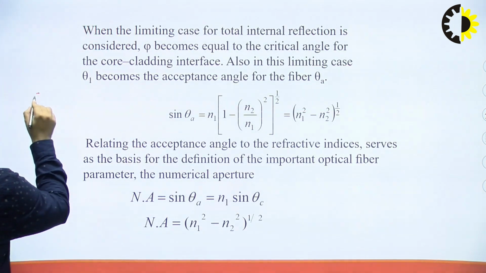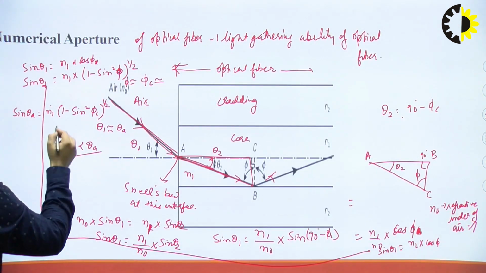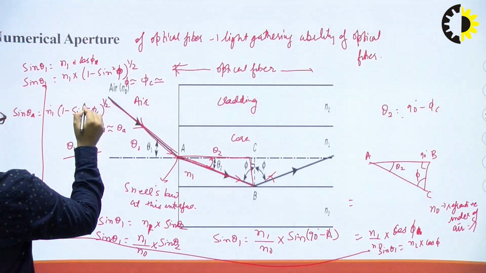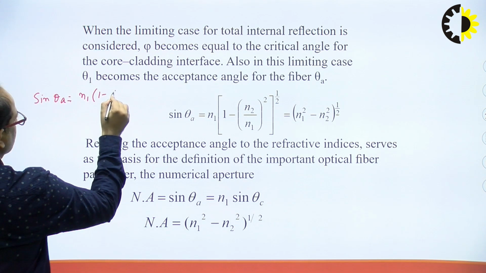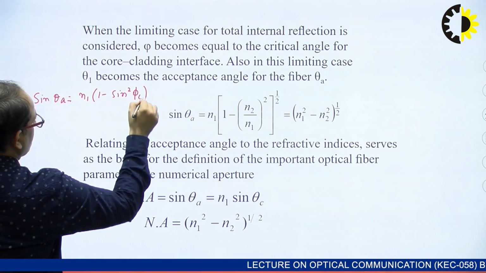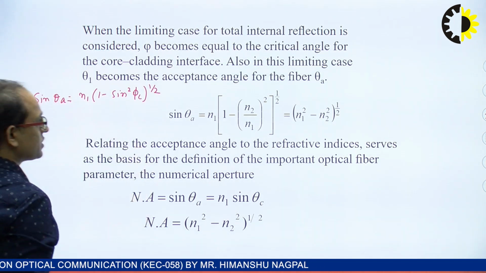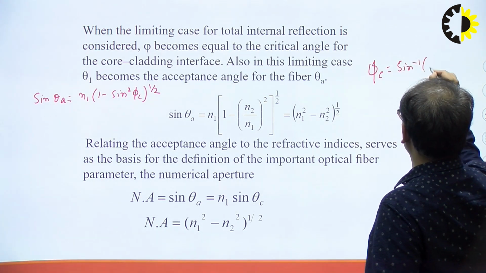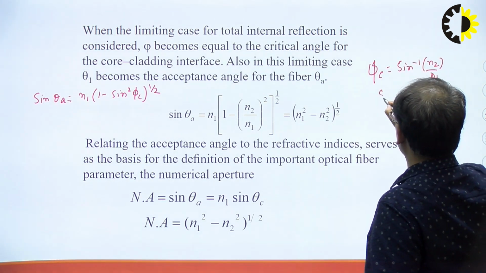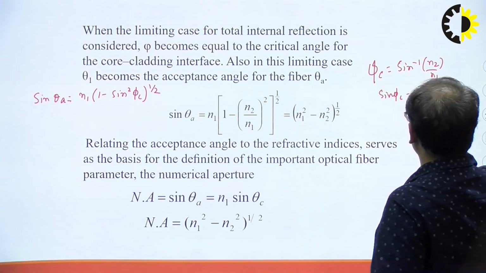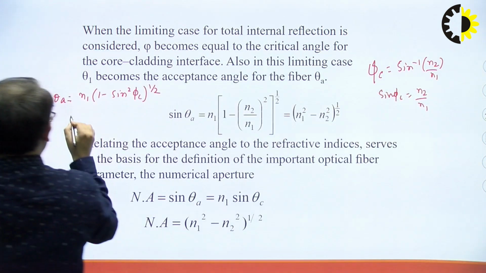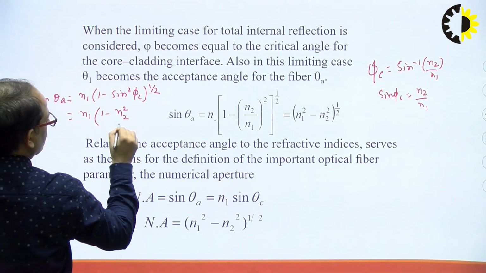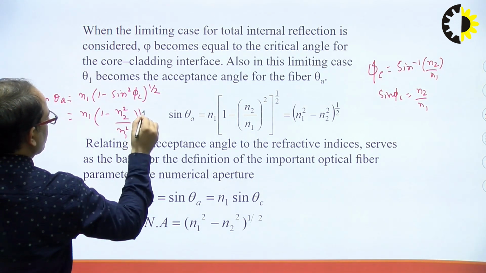So I have further written here that sin theta A is equal to n1 into (1 minus sin square phi C) whole power 1/2. Now I have already discussed that the critical angle is sin inverse of n2 by n1. So sin phi C will become equal to n2 by n1. So just put this value here: n1 into (1 minus n2 square upon n1 square) whole power 1/2.